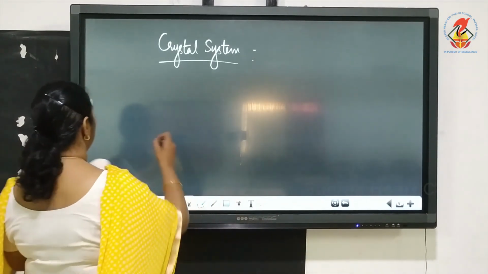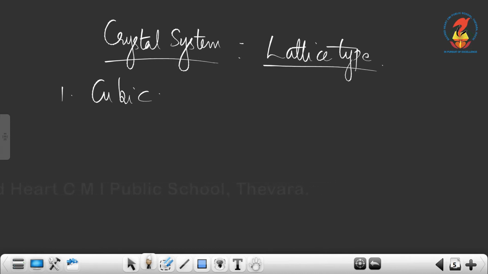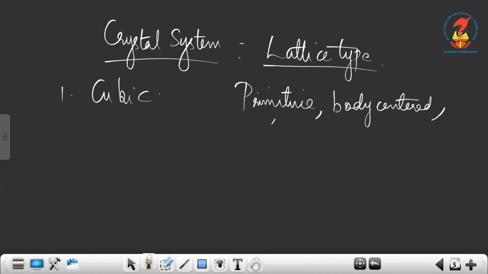The first one is called cubic crystal system, cubic. So in cubic crystal system, the lattice type present is primitive, then body centered and face centered.